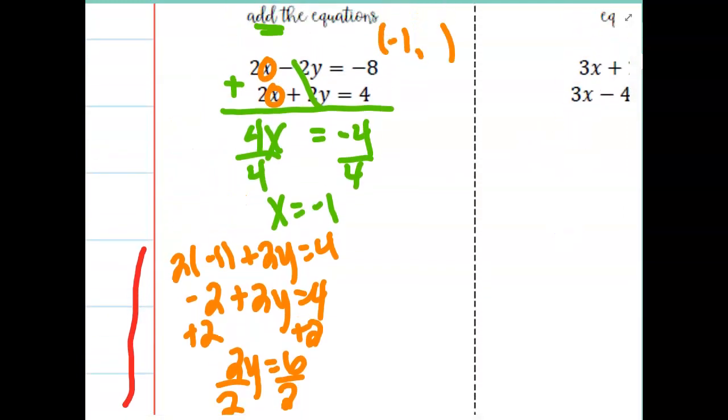So your answer is -1, 3. Yes. The negatives right here. 2 times -1. Yep.